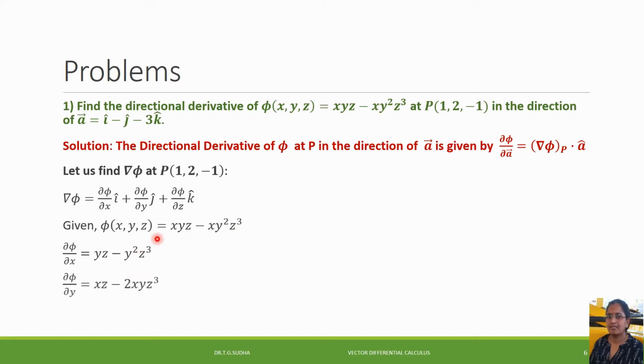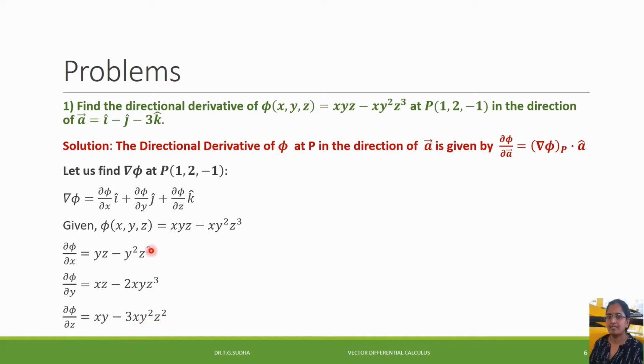Now differentiate phi with respect to y to get dou phi by dou y. So from the first term, when we differentiate with respect to y, we are left with xz minus x into 2y into z cube. So we get minus 2xyz cube. Next, the partial derivative of phi with respect to z is equal to, so when we differentiate partially with respect to z, we are going to get xy in the first term minus xy square into 3z square. So it gives us minus 3xy square z square.